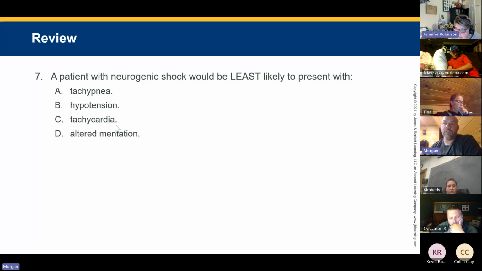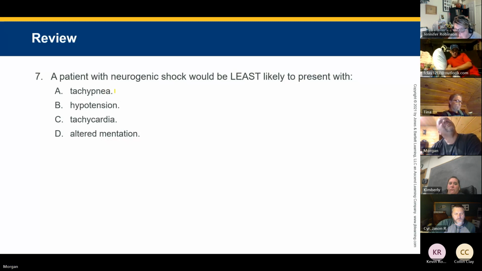Hypotension would be low blood pressure. Tachycardia would be a fast heart rate. And then altered mental status. The least likely is C? No, I think it would be D. I would go with D, because neurogenic shock patients generally start to breathe rapidly.